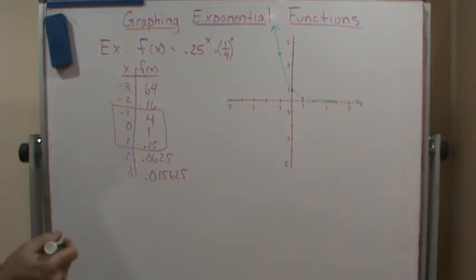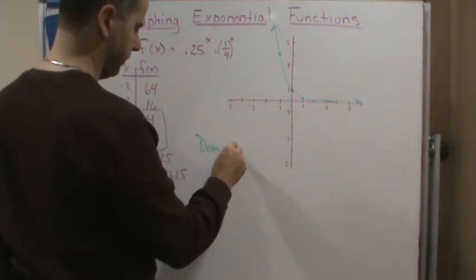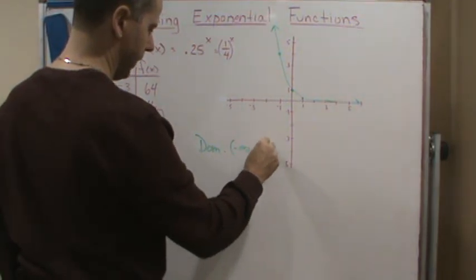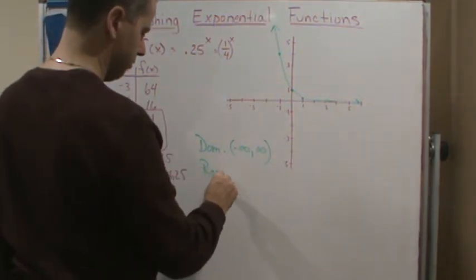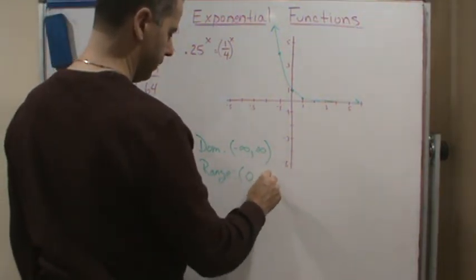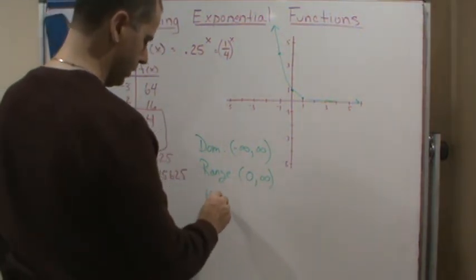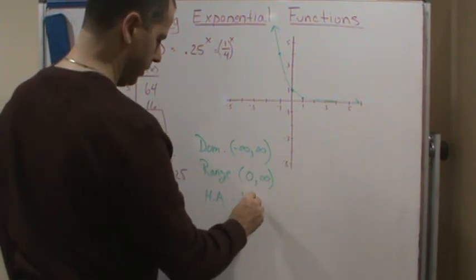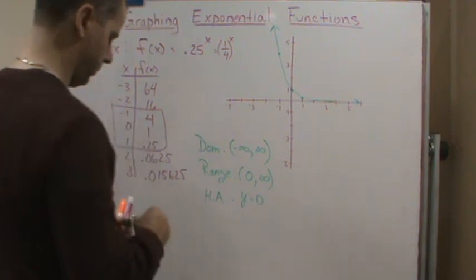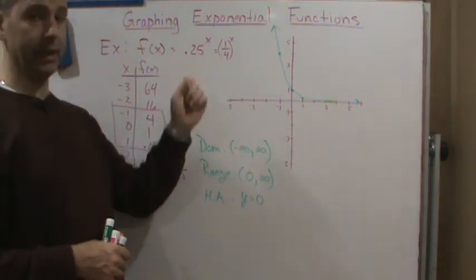Now, what's the domain? Well, the domain, I know, as usual, is all real numbers, -infinity to +infinity. Now the range, well, the range in this case is, again, 0 to +infinity, the y values. And the horizontal asymptote is y equals 0. And notice that it's a decreasing function. Okay, and it makes sense from the graph because, again, b is between 0 and 1.